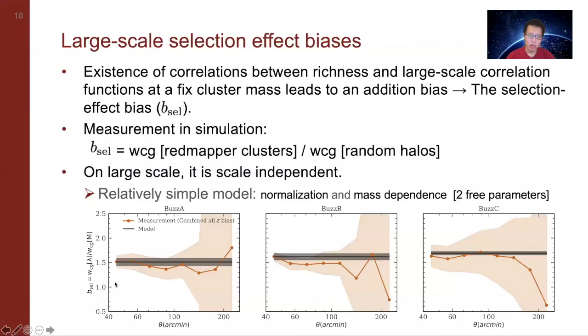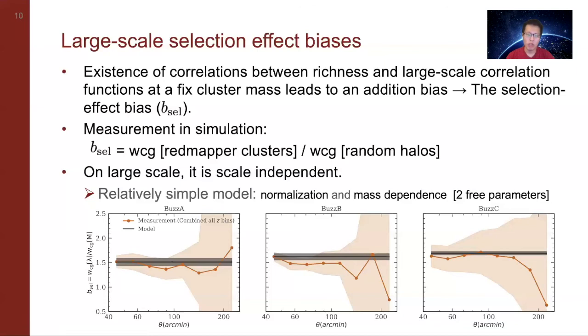In the bottom 3 plots, I'm showing you our measurement on the simulations. The y-axis is the selection effect bias, and the x-axis is the scale. These 3 plots correspond to 3 different simulations. You can see that in these 3 different simulations, which have different amounts of projection effect, on large scales the selection effect bias is scale independent. Therefore, we can model it by a relatively simple model.